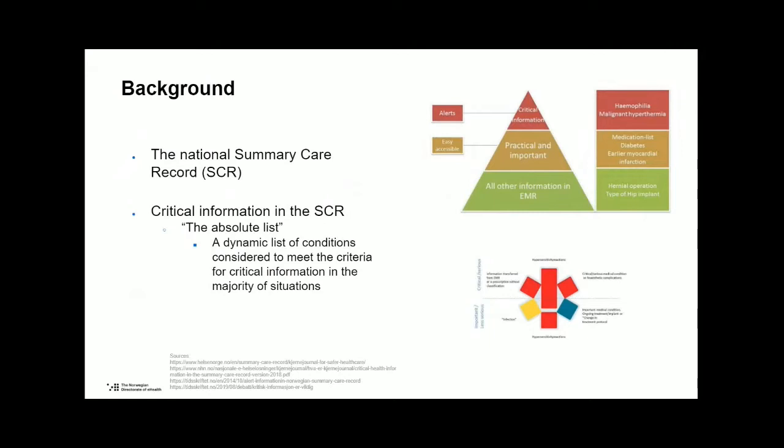In this system, alert information is categorized as critical, and critical information in this context is defined as information of special importance to healthcare personnel and information that may affect treatment decisions, especially in an emergency situation. And within this category, there's been created a list of conditions that are considered to always be of critical importance, and this is called the absolute list. And among the conditions on this list is a group of conditions that are related to genetic polymorphisms that cause disturbances in the metabolism of cytochrome P450, specifically in the families 2C19, 2C9, and 2D6.